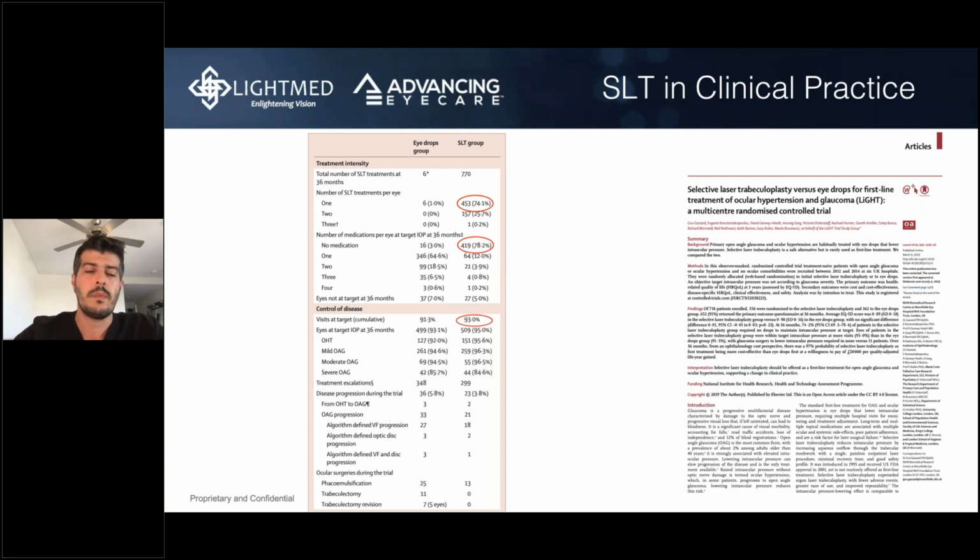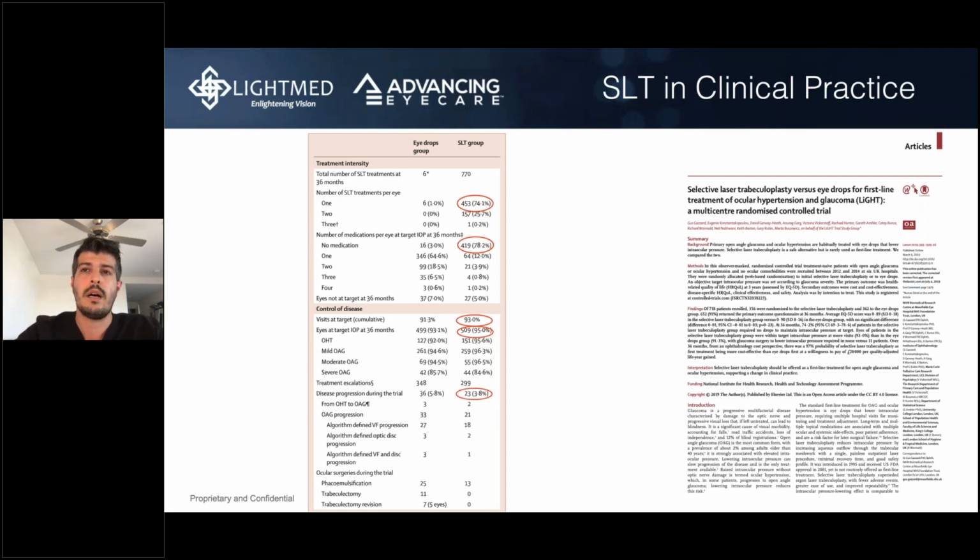When you look at what percent of visits during these 3 years were these patients at or below the pressure that was set for them? In the SLT group, 93%, in the eye drop group, 91%. And that makes sense. I mean, eye drops do okay, but compliance is obviously an issue. So in more visits in the eye drop group, the pressure was not where it needed to be compared to SLT. And at the end of the 36-month period, what percent of patients were at the pressure we wanted them to be? 95% for SLT, 93% for the eye drops.